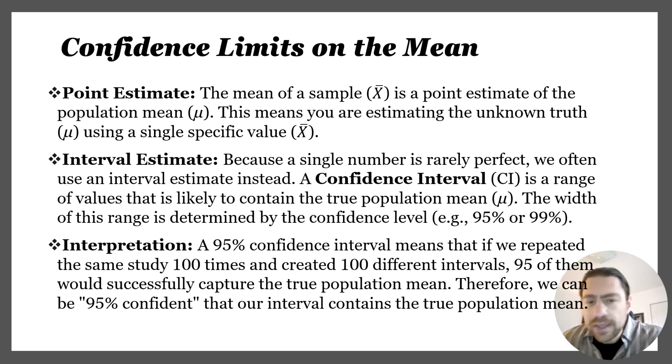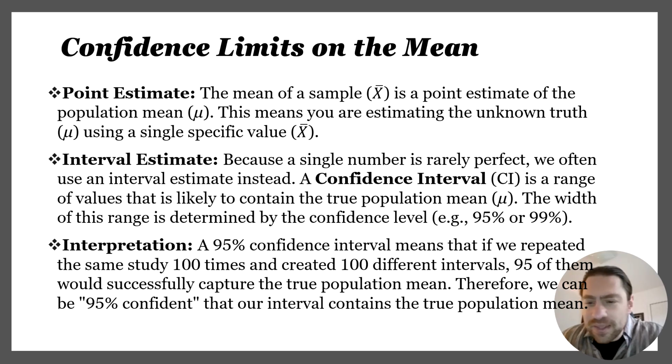Now, X bar is known as a point estimate because you are estimating mu with a single value, a single data point, X bar. Now imagine, instead of giving a single point, X bar, you give a range of values that you believe likely contain the population mean. And so that range of values is called the confidence interval, and that's referred to as an interval estimate.